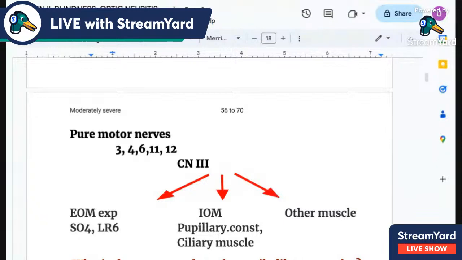So the pure motor nerves are 3, 4, 6, 11, and 12. The third cranial nerve, the oculomotor nerve, supplies the extraocular muscles and the intraocular muscles. It supplies all the extraocular muscles except the superior oblique and lateral rectus. And then it supplies the intraocular muscles. Which intraocular muscles? The pupillary constrictors and the ciliary muscles.